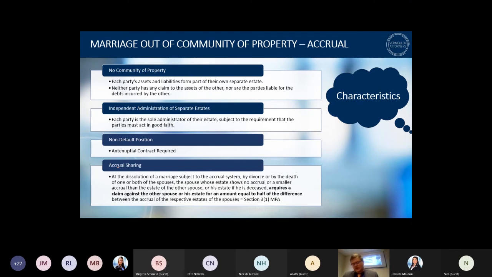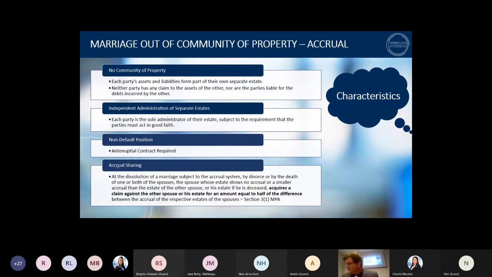Okay, now, I was avoiding this and I was scared of this, but let's get into it and slog through it together. Let's go through this ordeal. What is accrual sharing? Section 3.1 of the MPA says, at the dissolution of the marriage, subject to the accrual system by divorce or by the death of one or both of the spouses, the spouse whose estate shows no accrual or a smaller accrual than the estate of the other spouse, or his estate, if he is deceased, acquires a claim against the other spouse or his estate for an amount equal to half of the difference between the accrual of the respective estates of the spouses.